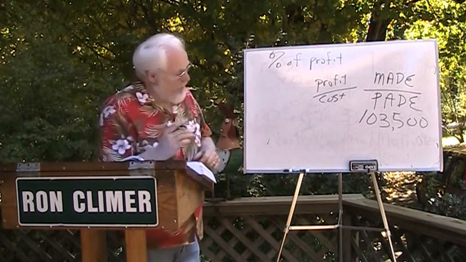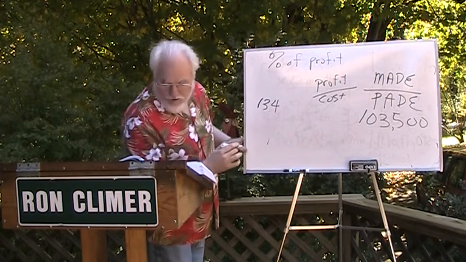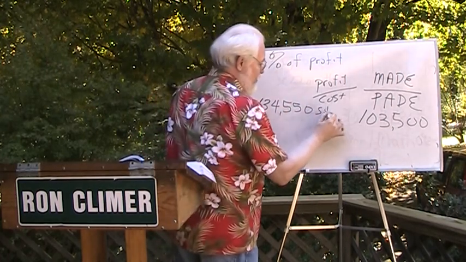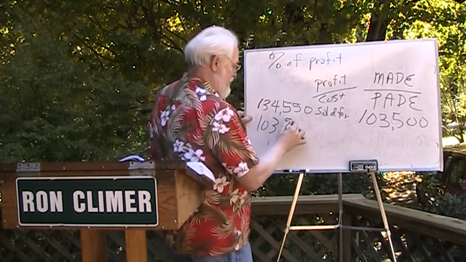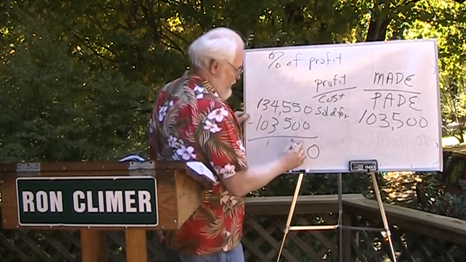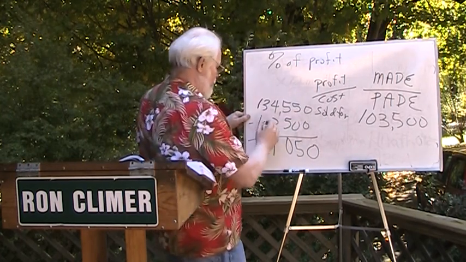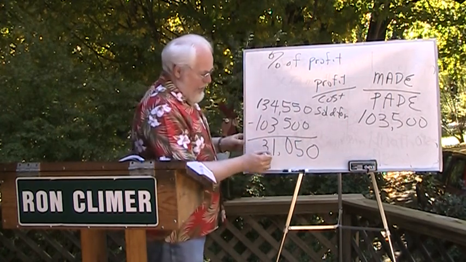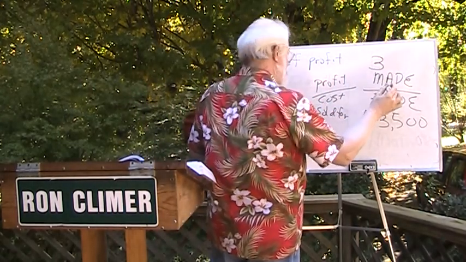Now we turn around and sold the property. It says so in the question for $134,550. So this is what we sold it for, and this is what we're in the deal for. So if we subtract what we paid from what we sold it for, we made $31,050.